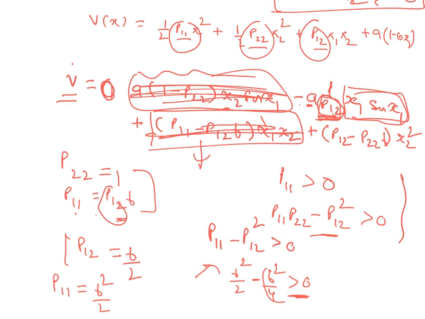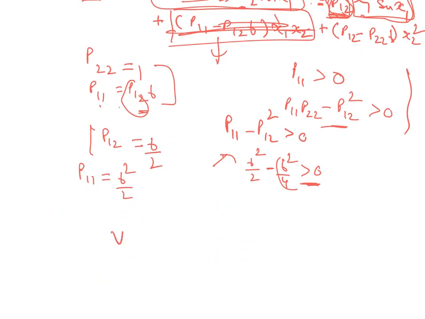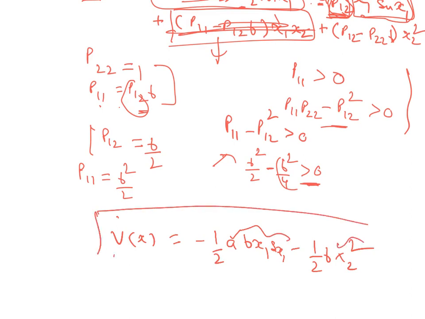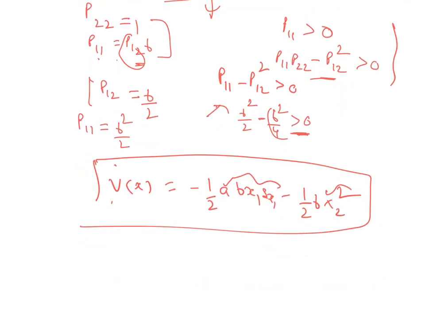Right? So what does that mean? That means the final equation becomes V dot x, if I choose these values, becomes minus half of a b x1 sine of x1 minus half b x2 squared. Oh sorry, I forgot to write the sine of x1. So this is always a positive quantity, this is always a positive quantity, that means this is always negative except at the origin. It will be only 0 if both x1 equals 0 and x2 equals 0. So this is negative definite. That means the system is asymptotically stable.